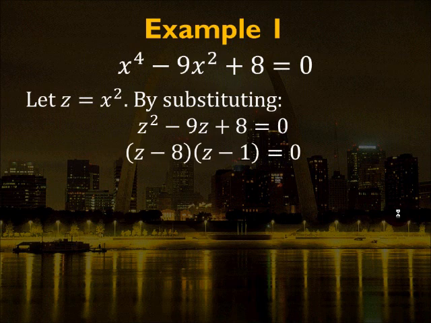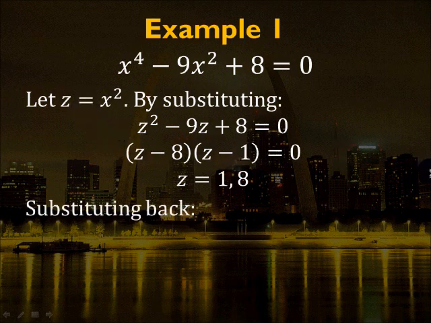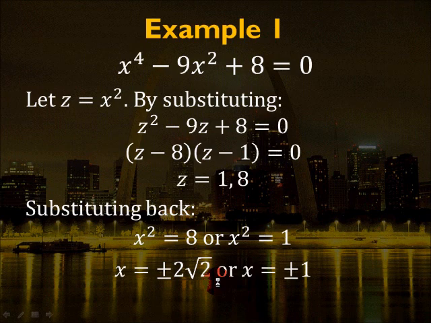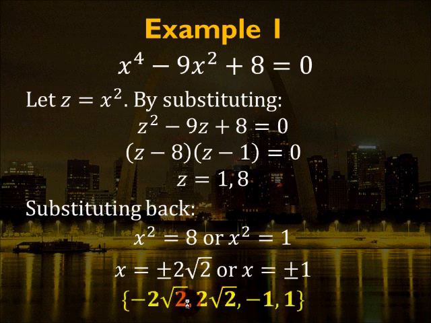So you will go ahead and factor this. You get z minus 8 times z minus 1 equals 0. So z is either 1 or 8. Now what you have to do is take your values of z and plug it back in to the substitution. So in substituting back, you get x squared equals 8 or x squared equals 1. Now you solve each of these equations separately. So if x squared is 8, x is plus or minus 2 radical 2, or if x squared is 1, then x is equal to plus or minus 1. So your solution set is plus or minus 2 root 2 and plus or minus 1.